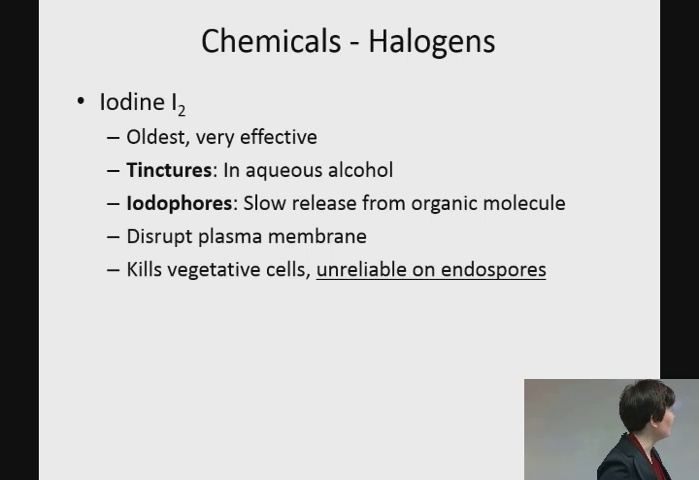Now there's also the halogens. This is referring to a part of the periodic table. That is usually referring to iodine and chlorine. So iodine is one of the oldest microbicides. It's very effective. You can either make an alcohol solution, and you've probably seen tinctures of iodine, right? Or nowadays you can get something called an iodophore, where the iodine is attached to a molecule and it slowly releases, because as the molecule decays, the iodine is released. Its main target is the plasma membrane. It's good at killing vegetative cells, but not great at endospores.